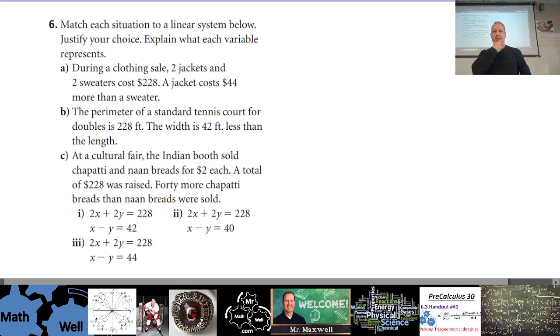All right, so let's do number 6 as well. Okay, give you a good start on your homework here. So match each situation to a linear system below. Justify your choice. Explain what each variable represents.